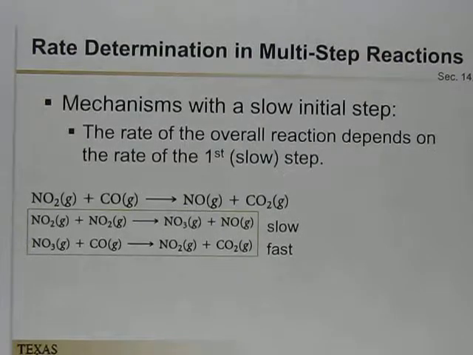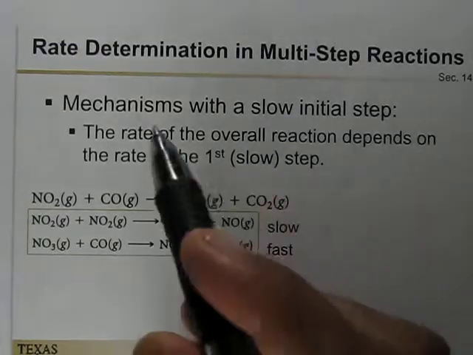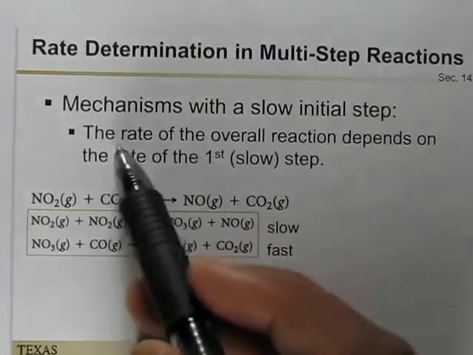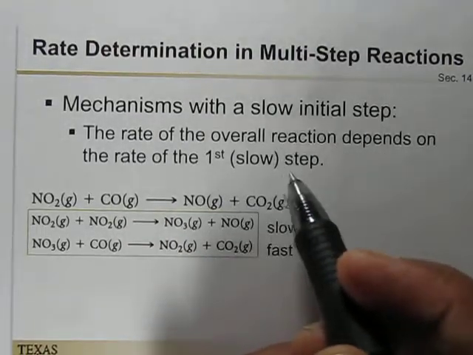So there are two more slides here. Number one shows the mechanism: a slow initial step. The rate of the overall reaction depends on the rate of the first slow step.